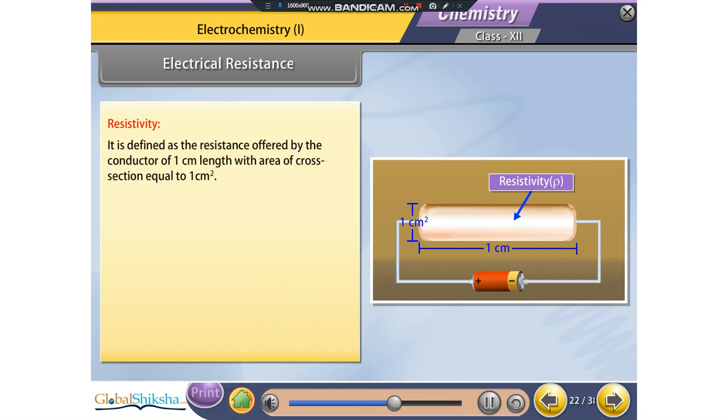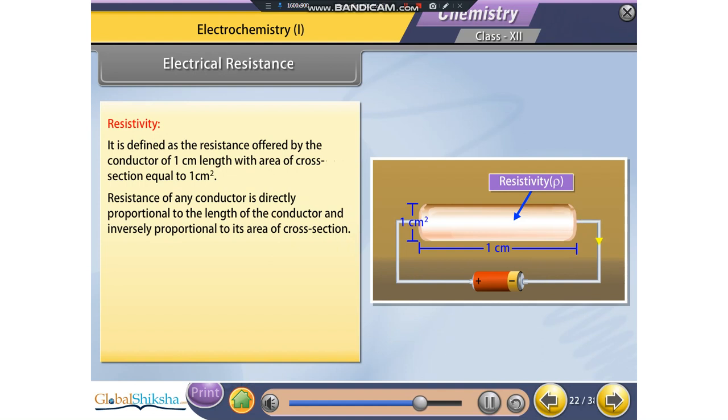Resistivity. It is defined as the resistance offered by the conductor of 1 centimeter length with area of cross section equal to 1 centimeter square. Resistance of any conductor is directly proportional to the length of the conductor and inversely proportional to its area of cross section. R is equal to rho L upon A, where rho is known as specific resistance or resistivity.